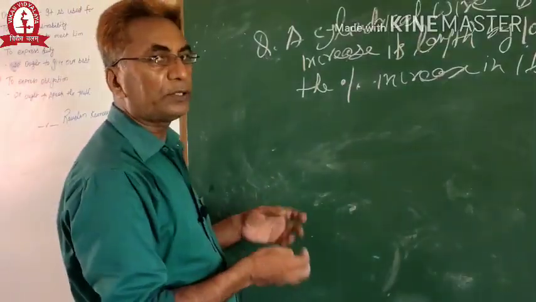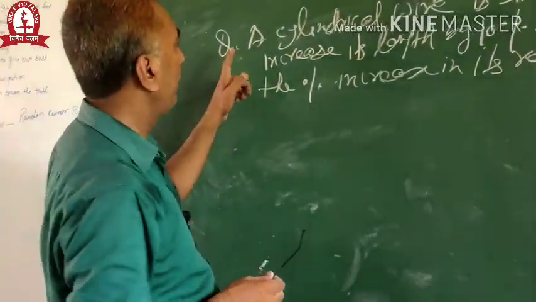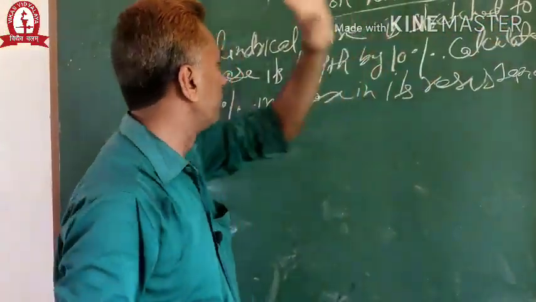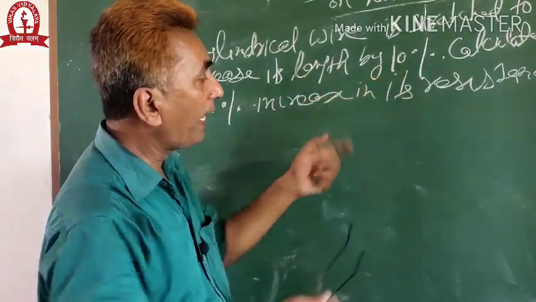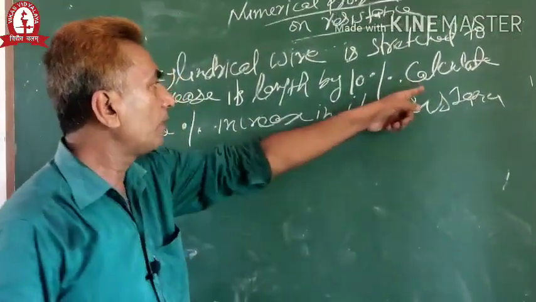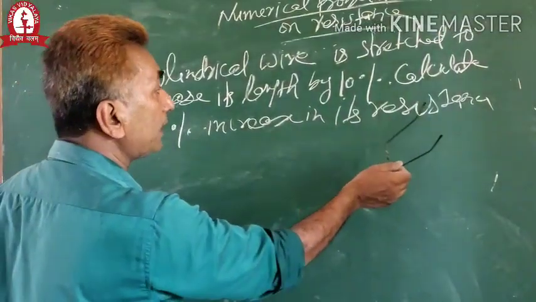Okay students, the next question is also based on resistance. A cylindrical wire is stressed to increase its length by 10%. Now calculate the percentage increase in its resistance.